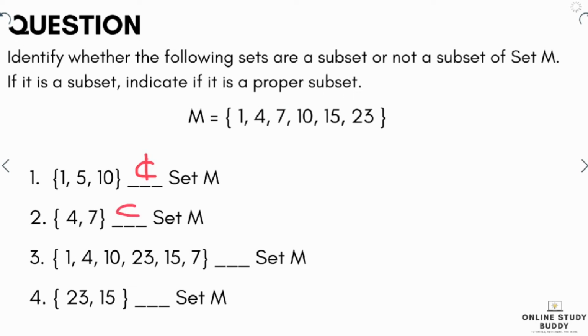Next, we have 1, 4, 10, 23, 15, and 7. So, i-check lang natin if all of these elements are in set M. So, yes, we have 1, we have 4, we have 10, we have 23, we have 15, and lastly, meron din tayong 7. Therefore, this is a subset of set M.